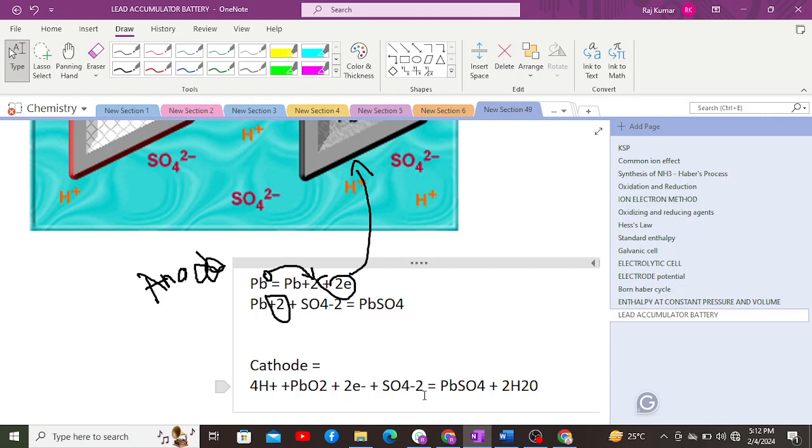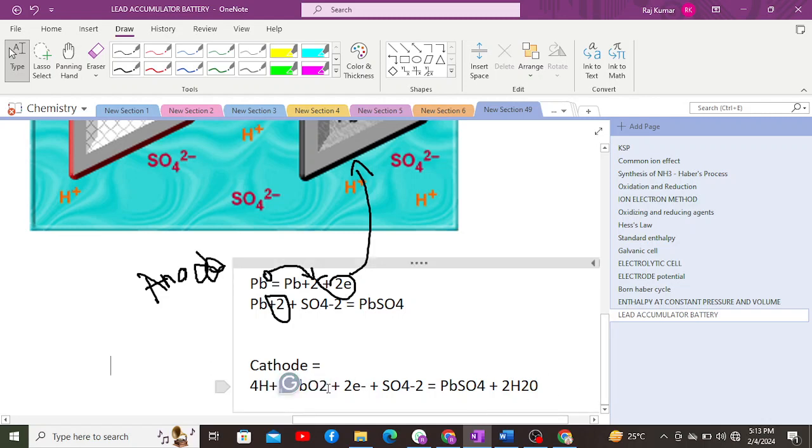The next step in the ion electron method says that once both equations, the oxidation half reaction and the reduction half reaction, are balanced, we need to add both of the equations. When we add both of the equations, we will get our answer.